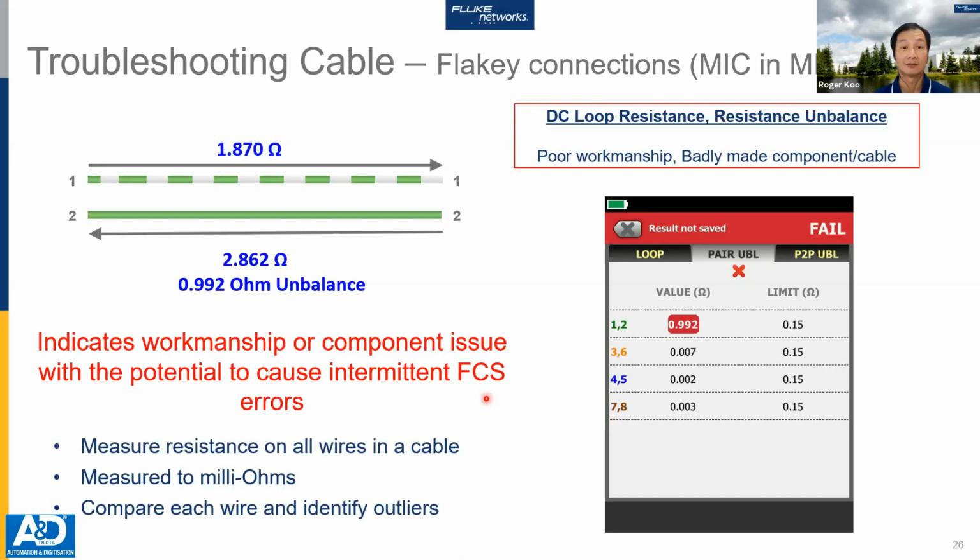The network will be slow. And it could be slow because of the DC loop resistance or the resistance unbalance between the pair. So this is one parameter. If you're running PoE, watch out for that.